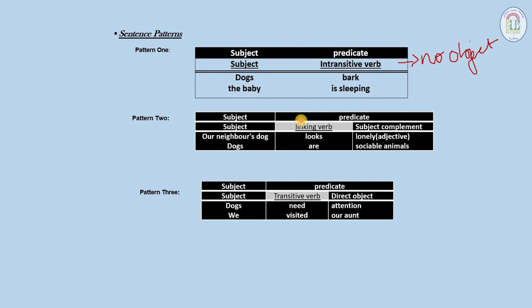Okay. So pattern number 3. In pattern number 3, what do we have? The subject, it's okay. The predicate can be a transitive verb plus a direct object. The transitive verb needs attention. Need what? Attention. We visited our aunts at home. So here this is a transitive verb that needs a direct object. Okay. These are the main 3 patterns of the sentence.